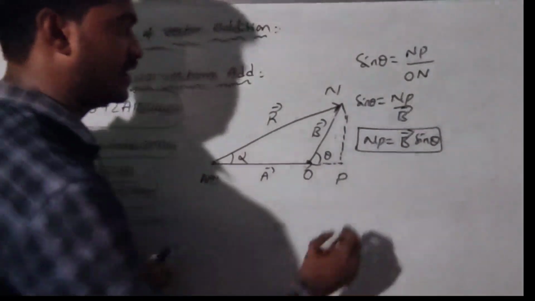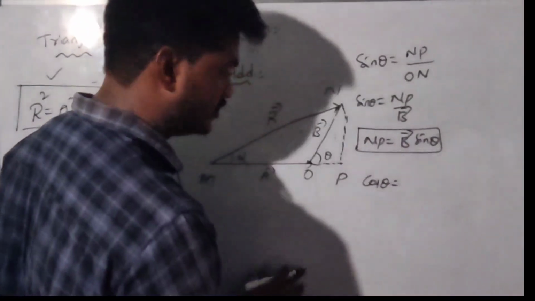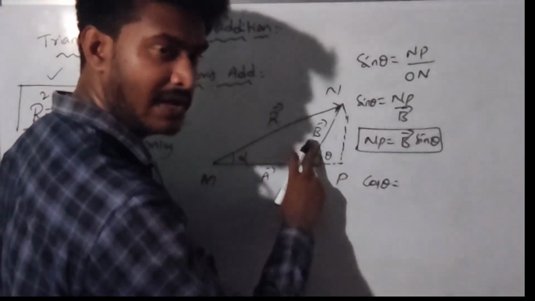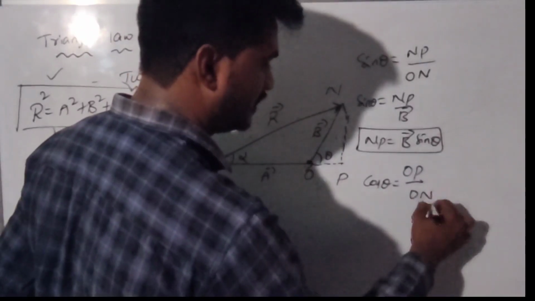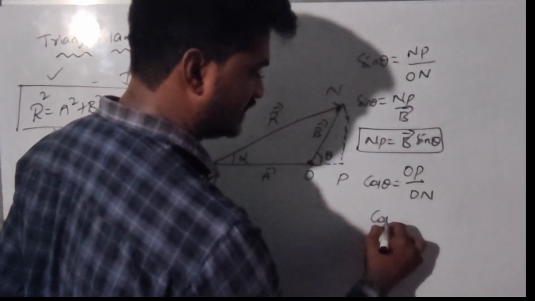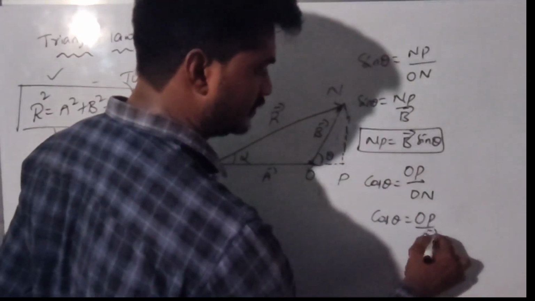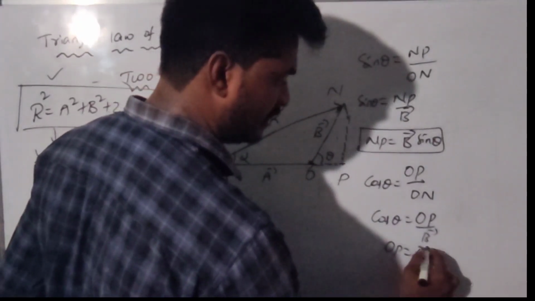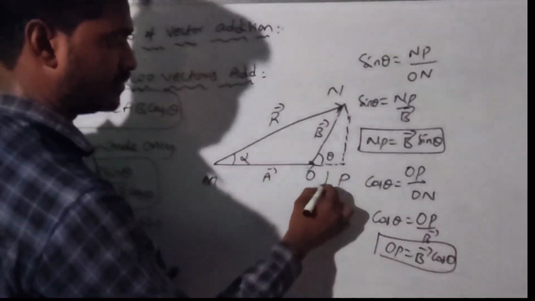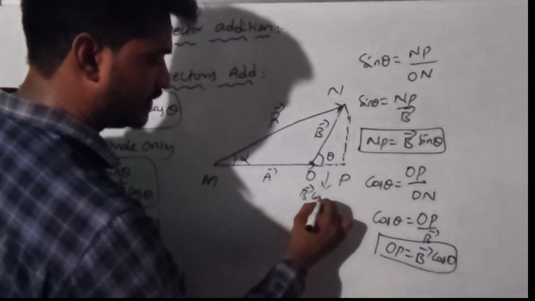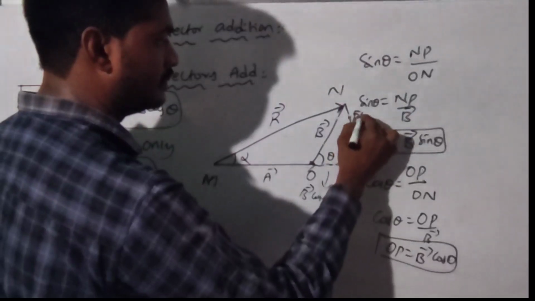Next, OP we also don't know. So cos theta is equal to adjacent side by hypotenuse. Adjacent is OP and hypotenuse is ON. Cos theta is equal to OP by ON, which is B bar. So OP is equal to B bar cos theta. So OP is nothing but B bar cos theta, and NP is B bar sin theta.